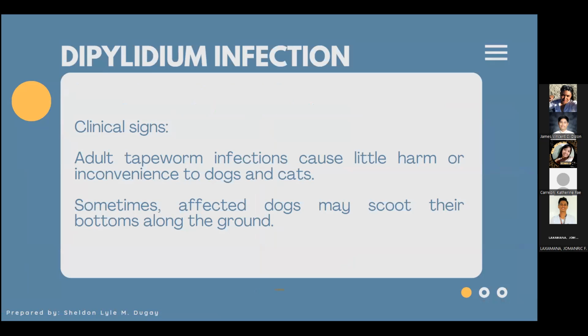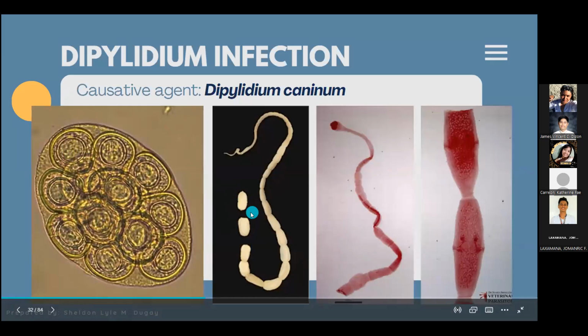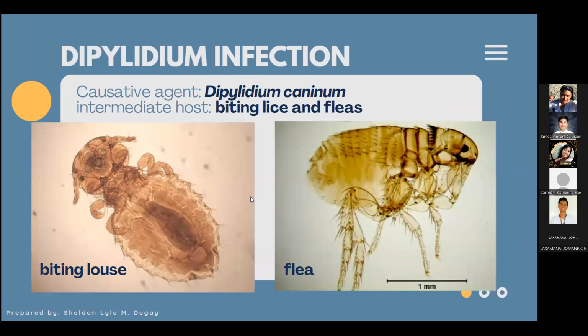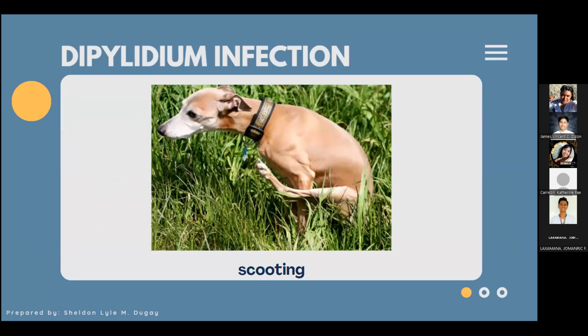Sometimes affected dogs may scoot their bottoms along the ground. So yung sinasabi ko kanina na dahil segmented ito, pwedeng magstay sa perineal area nila or yung sa anus area. So dahil ito kasi parang nagko-cause siya ng irritation. So kapag irritated yung anal area or yung perineal area nila, nag-scoot sila. Ayan, ganyan yung itsura. So kung makikita nyo na gumaganyan yung aso ninyo, suspected na may Dipylidium infection sila.